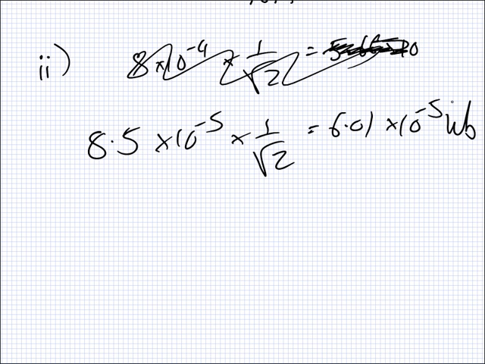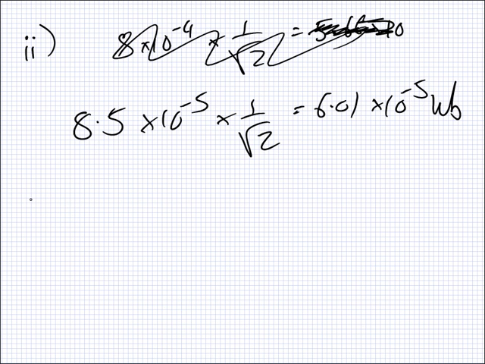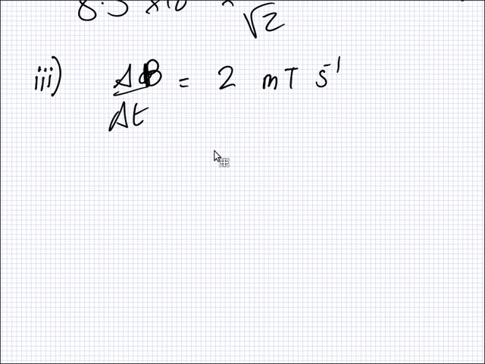Okay, next. Part 3, is it? Yeah. The coil is now used to investigate a changing magnetic field. The maximum rate of change of the magnetic field through the coil is 2 millitesla per second. That's the B. Okay. Assuming the coil is perpendicular to this field, determine the maximum EMF and use the circuit.